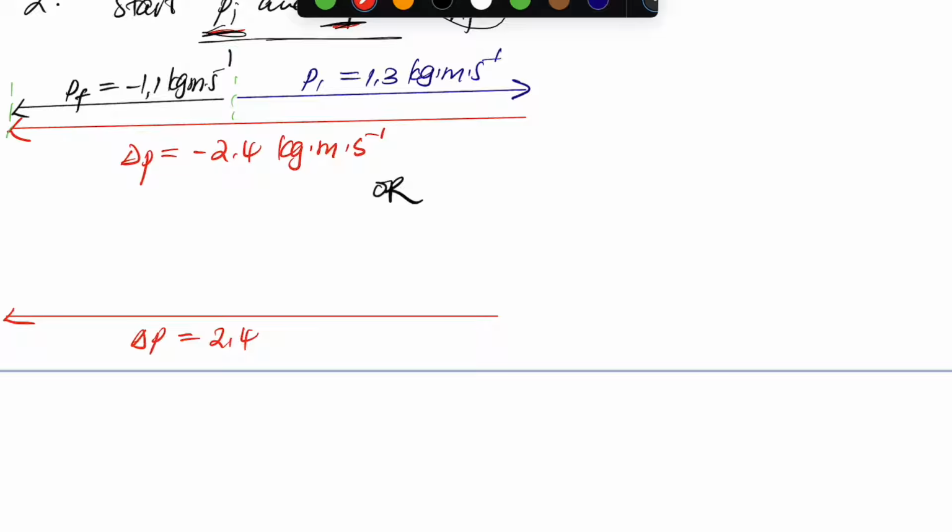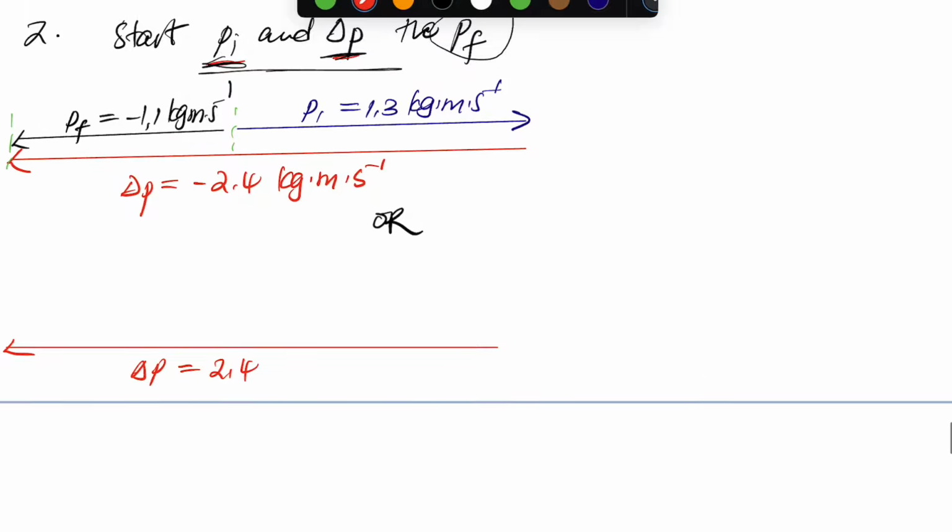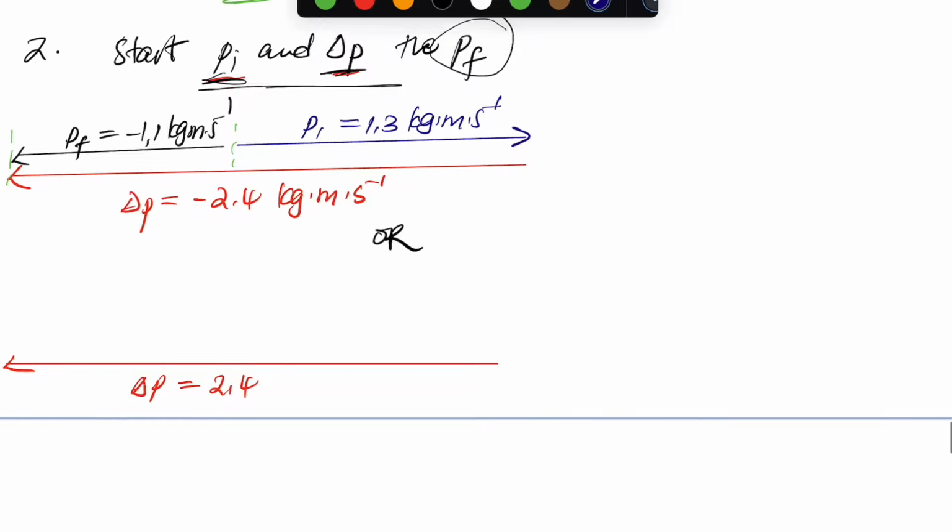And then we go to the initial. Guys, these vectors must be consecutive, which is, they must follow one another. So now the following vector that I'm going to draw is the initial. I use the blue.